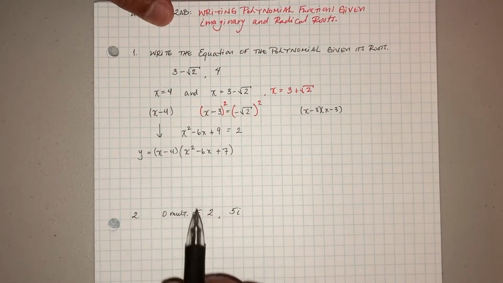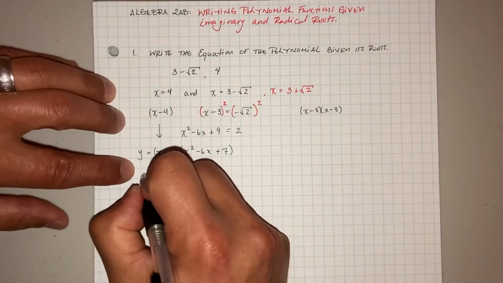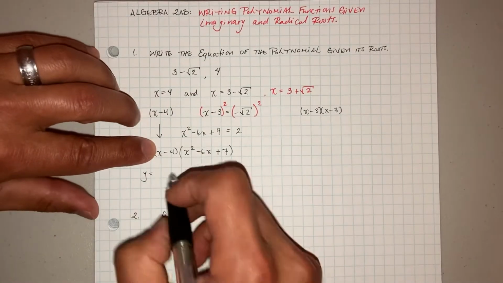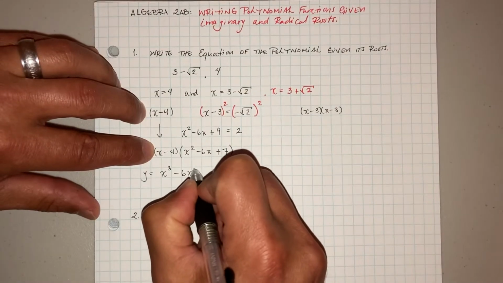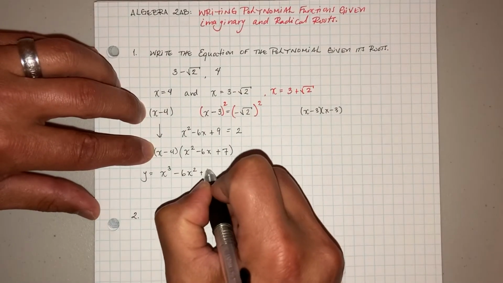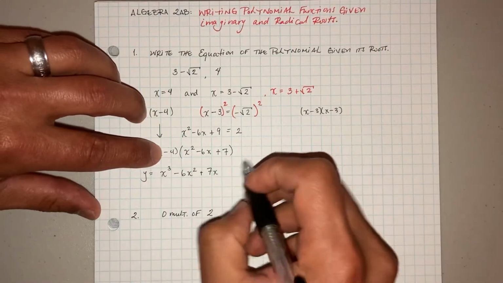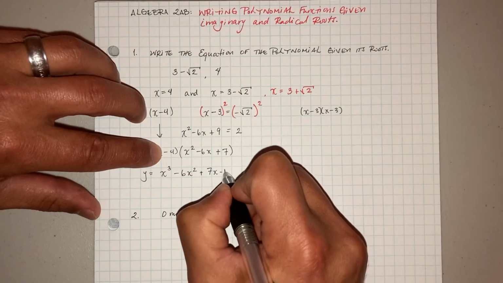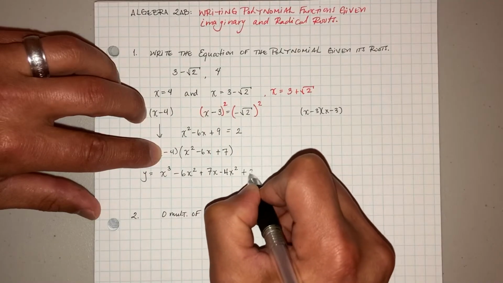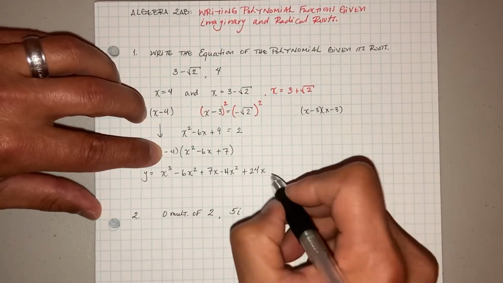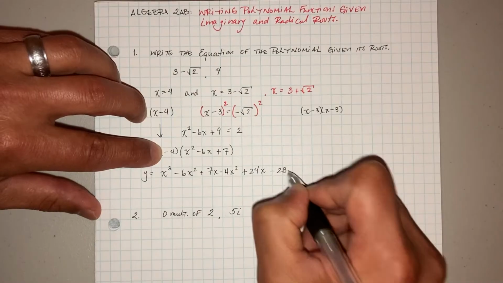Just for fun, I'm going to go ahead and multiply this out, okay? Okay, let's go ahead and do this. So x times x squared, that's x cubed. X times negative 6 is negative 6x squared. X times 7, that's positive 7x. Negative 4 times x squared, that is negative 4x squared. Negative 4 times negative 6 is positive 24x. Negative 4 times 7 is negative 28.